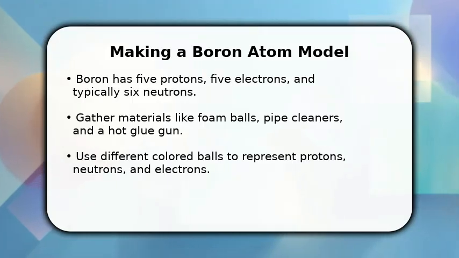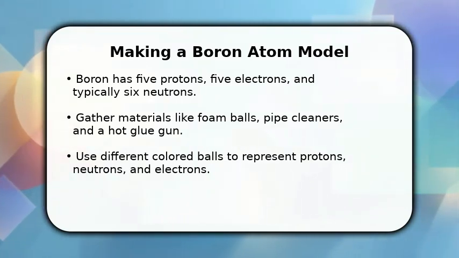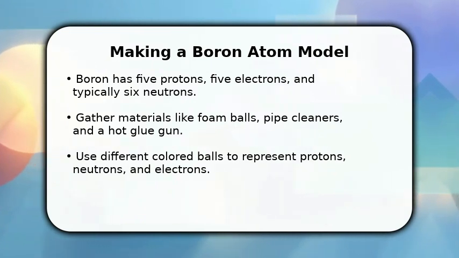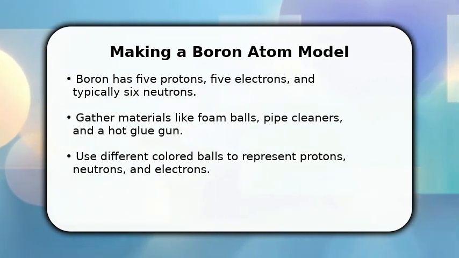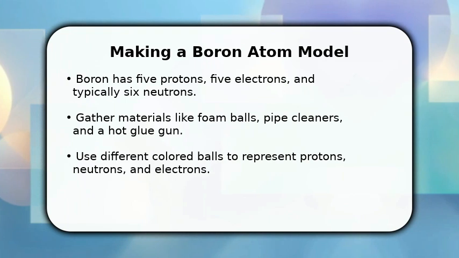In this video, I will show how to make a boron atom model. First, let's gather our materials. You'll need foam balls in at least 3 different colors to represent protons, neutrons, and electrons. Pipe cleaners will help form the electron shells, and a hot glue gun will secure everything.